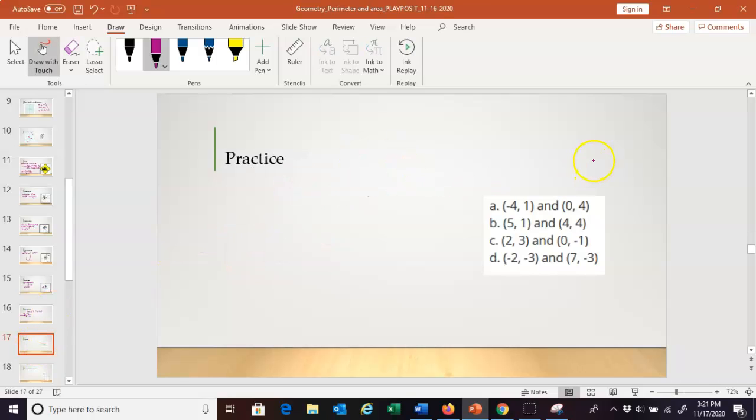So let's practice. I'm a big labeler. I'm going to label all these x1, y1, and all of these x2, y2, and put our formula here at the top, change in y over change in x. And then you just plug it in. So point A, we're going to do 4 minus 1 over 0 minus negative 4.